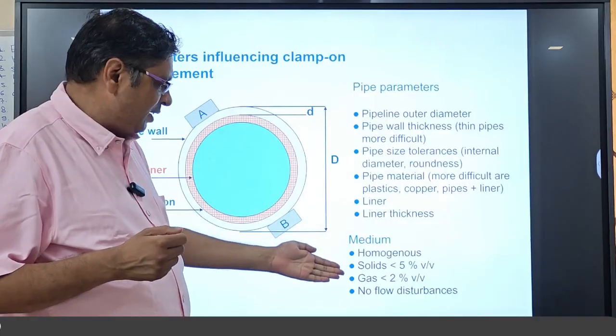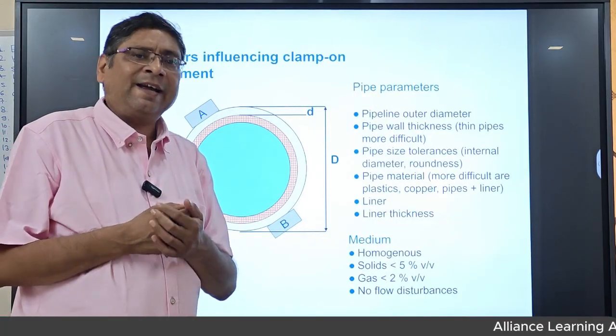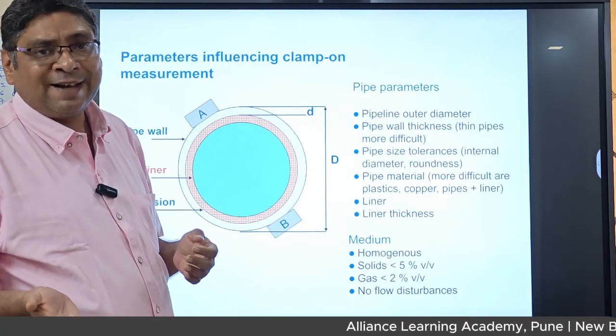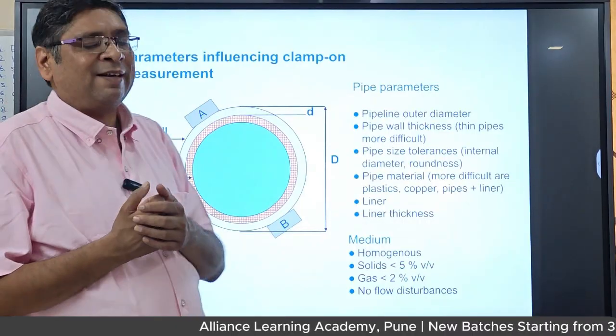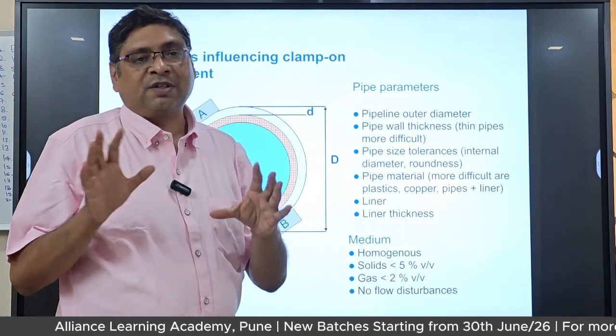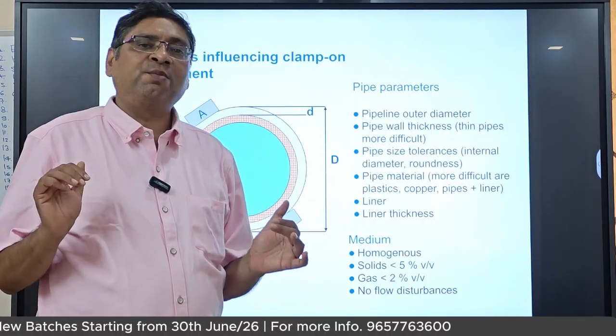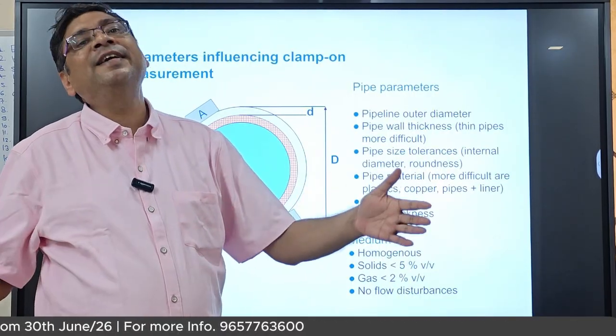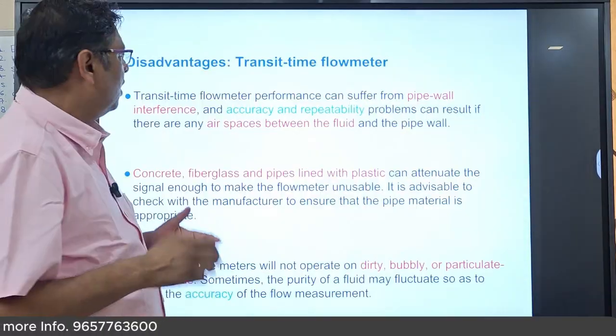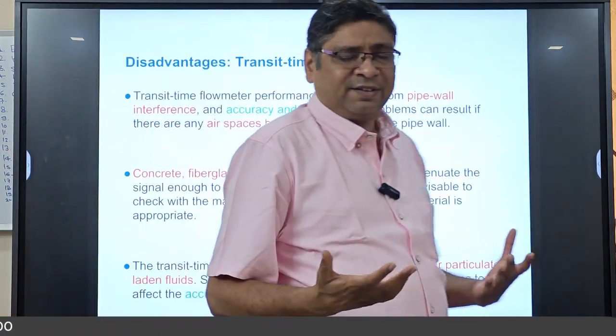And now we see here that solids it can cater to if less than 5%, and gases it can cater to if less than 2%. But when we are selecting the flow meter, you select an ultrasonic flow meter when there are clean fluids. Okay. Now what are the disadvantages?